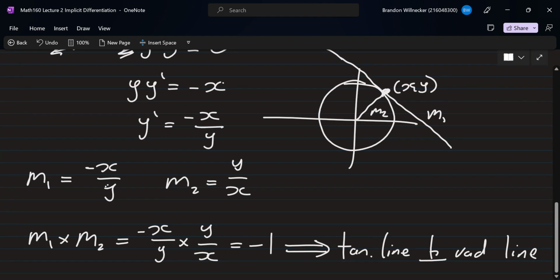Okay, and this is true for any point, right? We didn't specify any point in particular, we just took any point on the circle. So the tangent line is always perpendicular to the radial line.